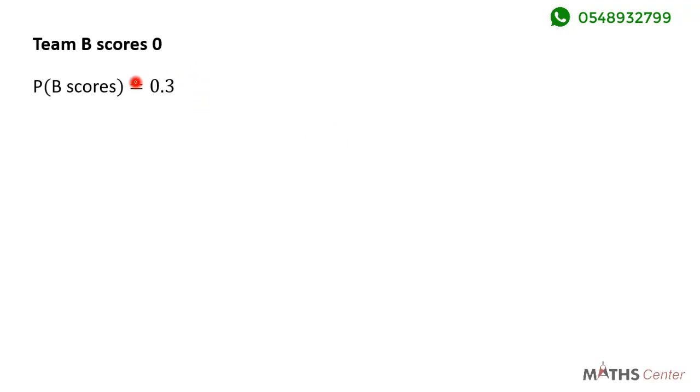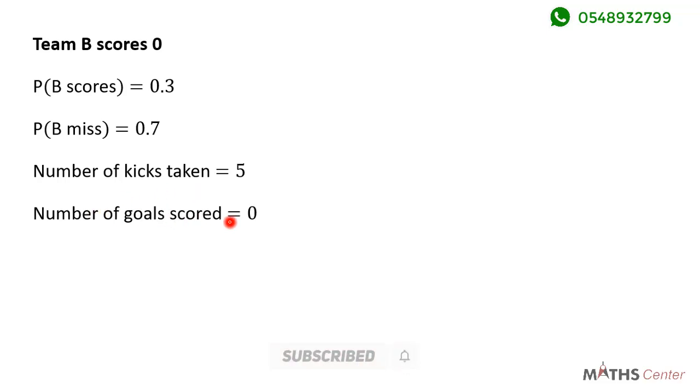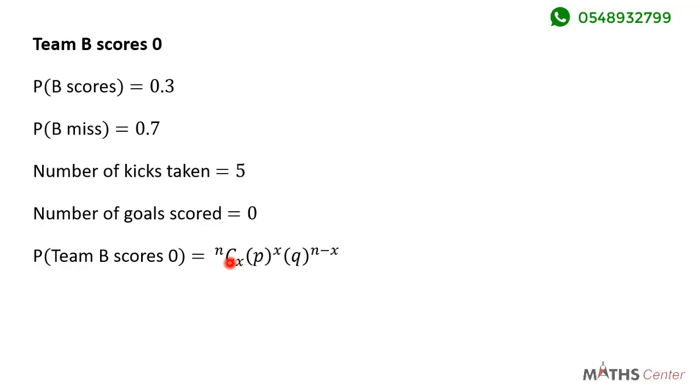Now let's find the probability that team B scores 0. We know that the probability that team B scores a penalty kick is 0.3. The probability that team B misses is 0.7. The team takes 5 kicks and they score 0. We are looking for the probability that team B scores 0. So the number of goals scored will be 0. The probability will be given by n combination x, p exponent x, q exponent n minus x. n is the number of kicks taken, which is 5. x is the number of goals scored, which is 0.